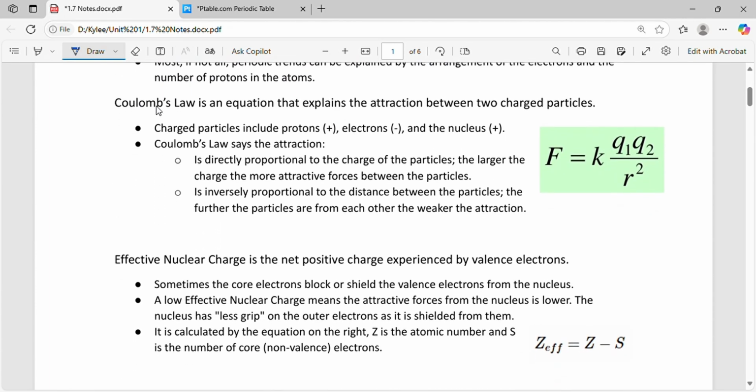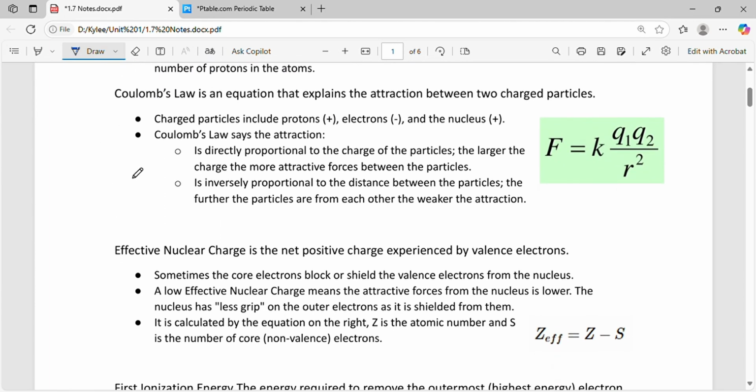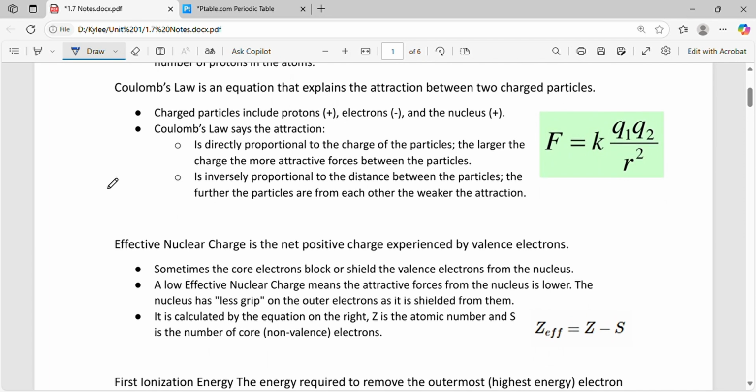Coulomb's law helps us define a lot of other trends that we see on the periodic table. It's an equation that explains the attraction between two charged particles. So this is an example of Coulomb's law equation. The charged particles are represented by the Q's. And when we talk about charged particles, those can be anything that has a charge. So protons and electrons, how they interact with each other, or electrons and the positively charged nucleus. So anything that has a positive or negative charge can be considered a charged particle.